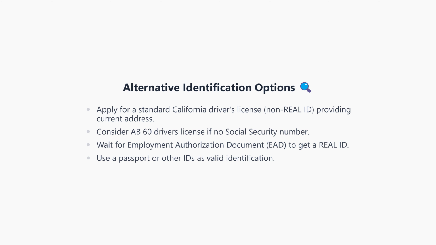Applying for a standard driver's license can be seen as a temporary solution. The AB60 driver's license can be considered if you're without a social security number. Once your Employment Authorization Document is approved, upgrading to a Real ID is possible. Your passport or other identification can serve as auxiliary options in other situations.